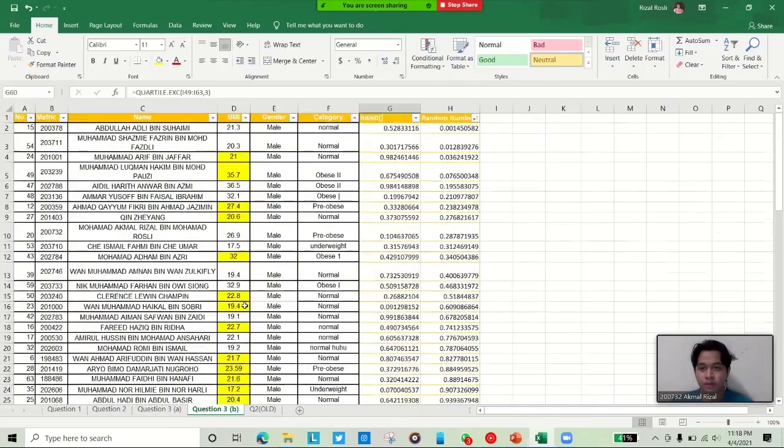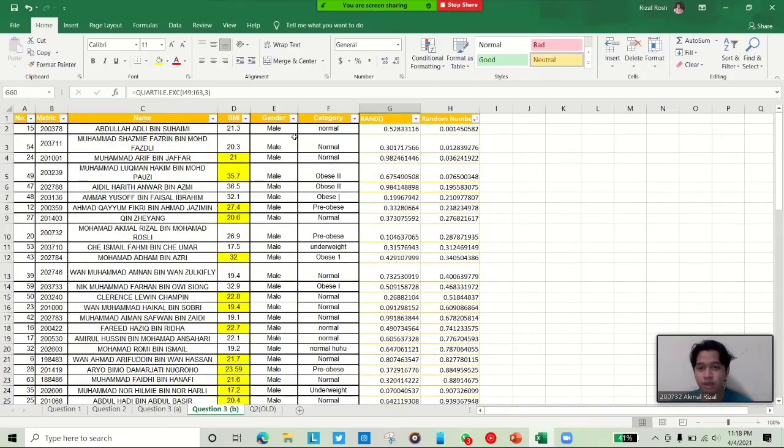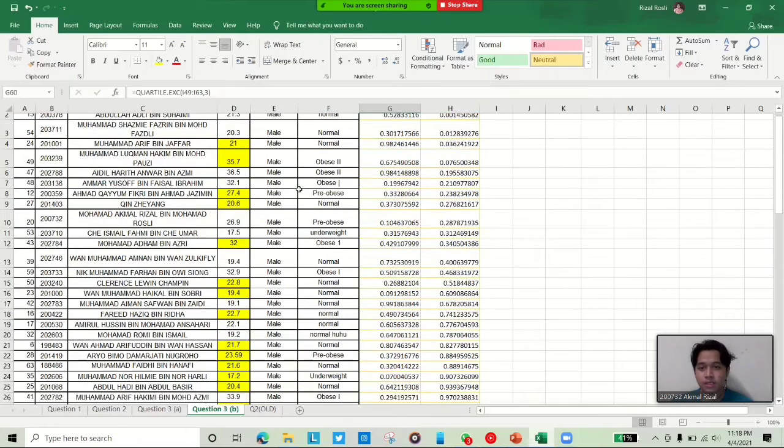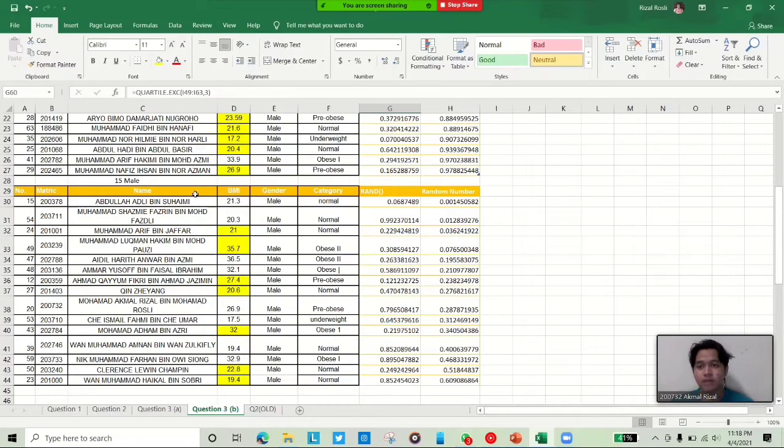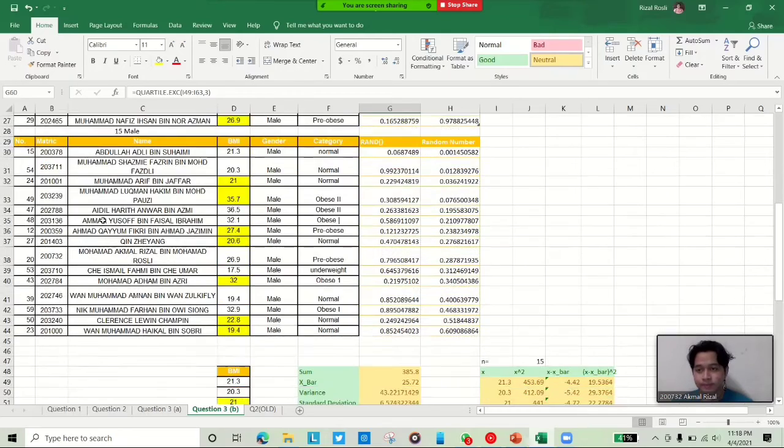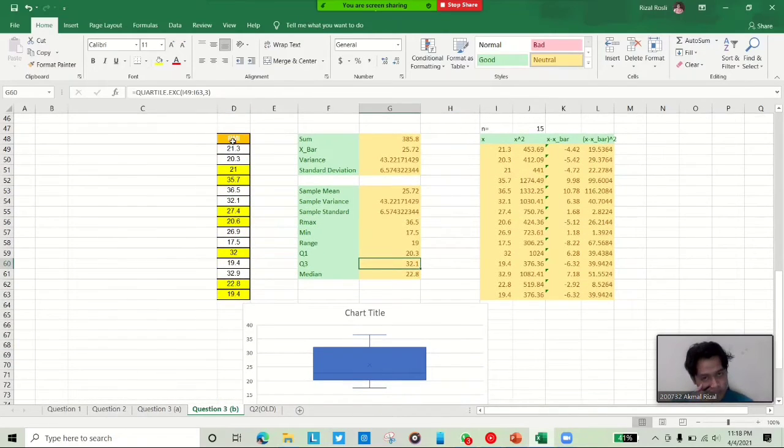Okay, now let's move on to the last question, which is for the male. So this is all of the males in our class, and I have randomly taken 15 out of them. And this is the data, and this is the graph, which is also pretty accurate, same as before.